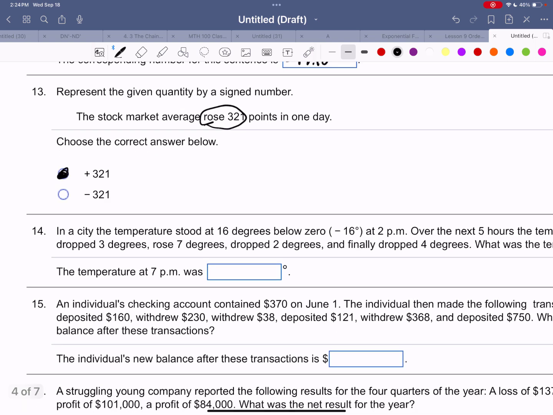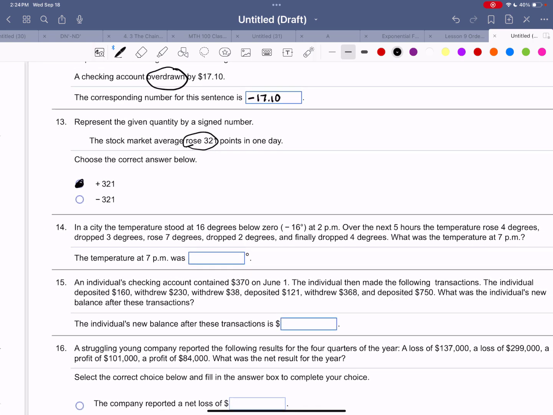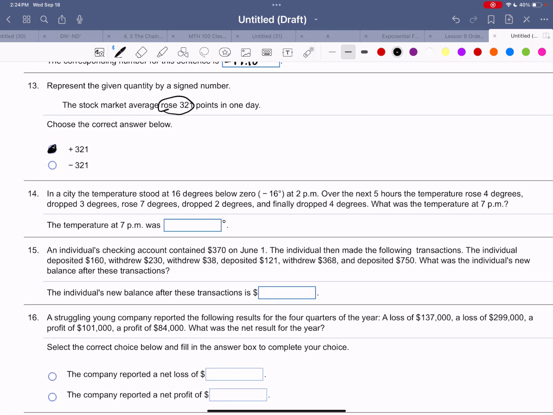Now we're going to do some applications, and we have to think about what direction we're going each time. In a city, the temperature stood at 16 degrees below 0, so minus 16. Over the next 5 hours, it went up by 4, so it's negative 16. Then it goes up by 4. Then it dropped 3, and it rose 7, and it dropped 2, and it dropped 4.